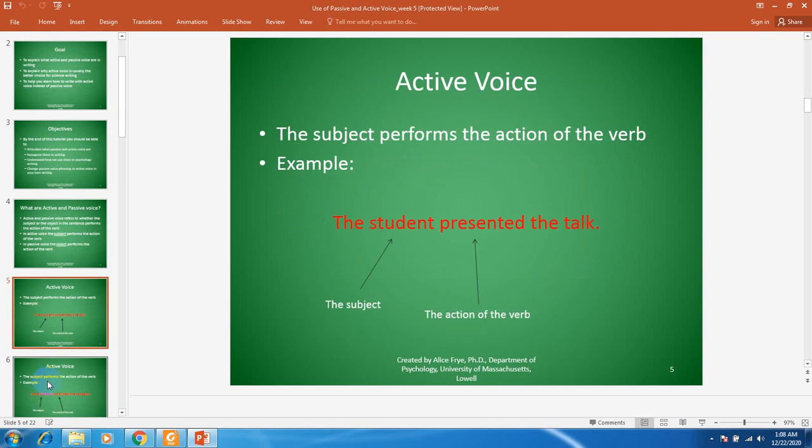For example, active voice: the subject performs the action of the verb. Example: the student presented the talk. Student is the subject, and presented the talk is the action of the verb.